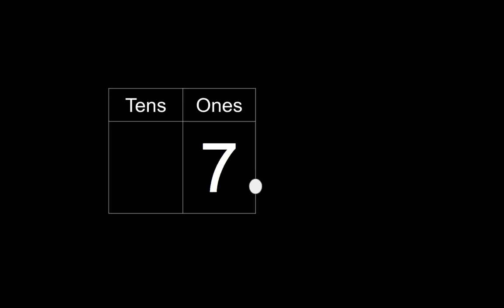Now let's have a look at that again in a grid. Here we go. There's our ones column, tens column. At the moment, the number is just 7. We're going to multiply it by 10, which is making it 10 times bigger. The 7 is going to jump into the tens column.